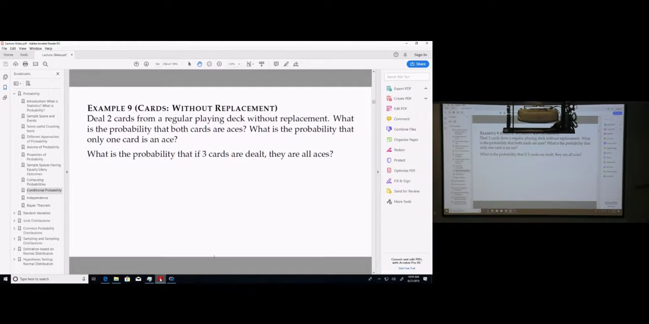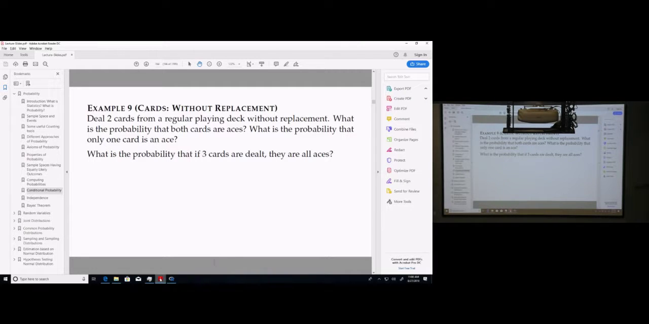Now this is a good example why we are doing it one at a time. This is like you are getting two cards from a deck of cards, but you are doing it without replacement. So you draw one card first, and then there are now 51 cards remaining, and then you draw one more card from there.